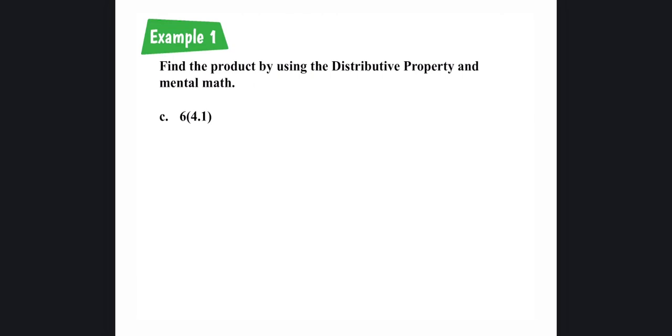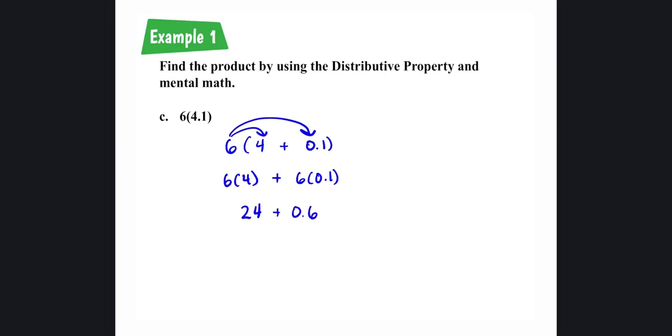Problem C. We'll do this problem together. 6 times 4.1. The distributive property also works well with decimals. We can decompose the number 4.1 into 4 plus 0.1. Then we will multiply 6 by each of the terms. 6 times 4 plus 6 times 0.1. 6 times 4 is 24, and 6 times 0.1 is 0.6. 24 plus 0.6 is 24.6, so 6 times 4.1 is equal to 24.6.